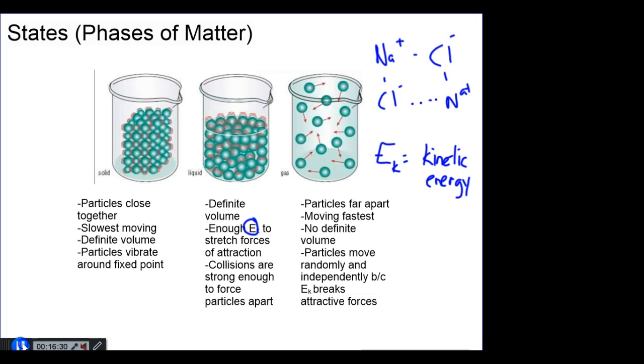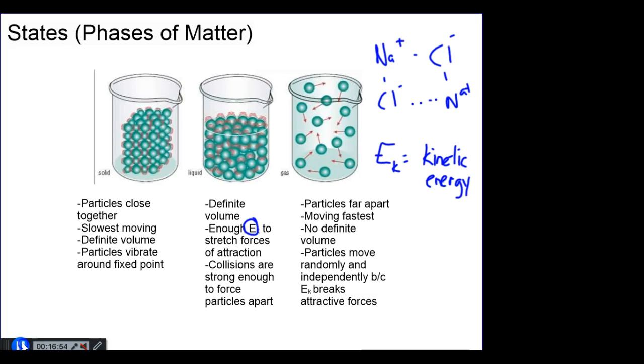The faster those particles are moving, the more those forces of attraction can be stretched. Whereas if the particles are moving slower, there's not going to be as much stretching going on. Collisions are strong enough to force particles apart. It's because of how the particles are moving.